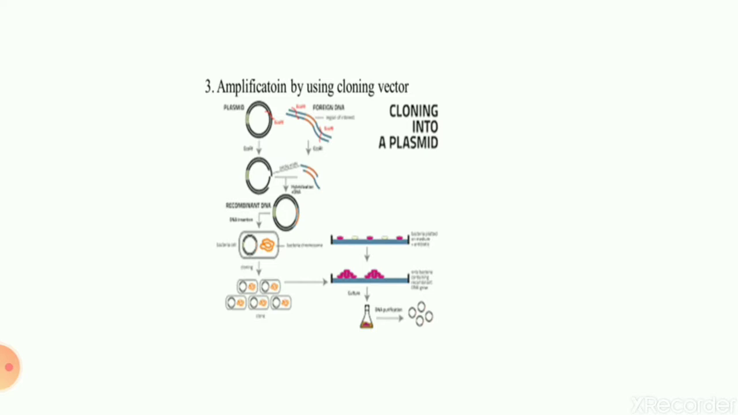There are two types of objective. First, expression of the cloned gene for production of protein, and second, introduction of the cloned gene into the host plant or animal so as to give a transgenic plant or animal. The whole process is known as cloning. Cloning is nothing but just like a Xerox.